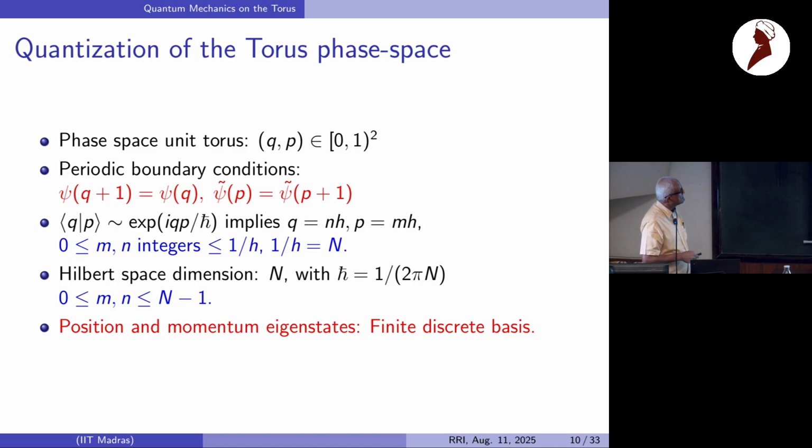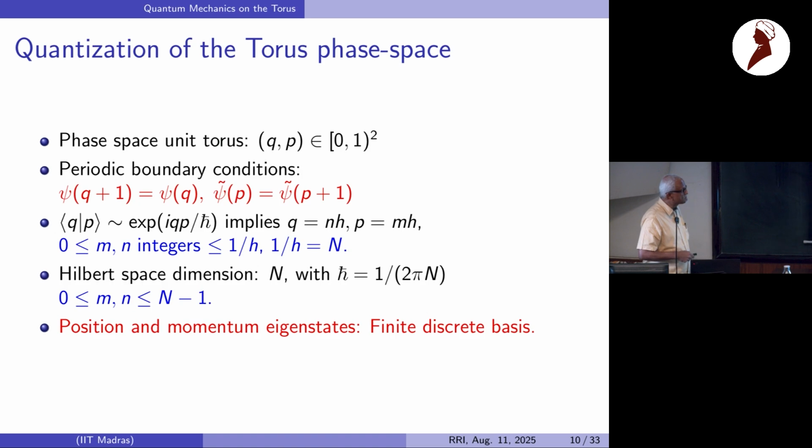But Q and P themselves cannot be larger than 1, and therefore these n and m cannot be arbitrarily large numbers. They have to lie between 0 and 1, and therefore these integers themselves must lie between 0 and 1 by h. If we identify 1 by h to be an integer, capital N, then these integers m and n lie between 0 and N minus 1, where this N is giving you a scaled h bar quantity. N is simply related to h bar by h bar is 1 by 2 pi N, and the classical limit is N going to infinity.